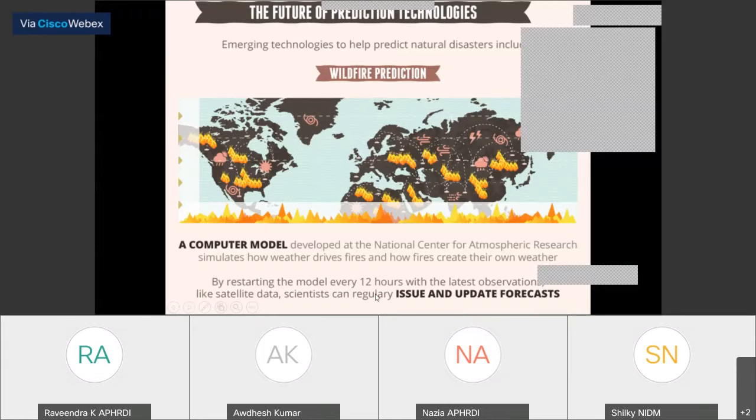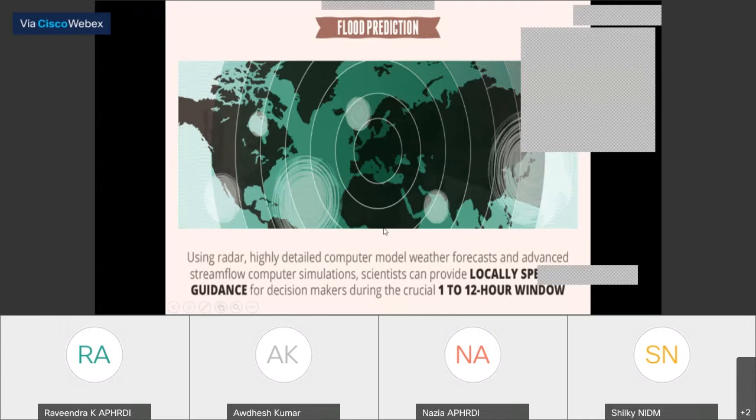This can auto-generate a 12-hour warning with the help of satellite data, and scientists can regularly issue and update the forecast with this fire prediction computer model. Then flood protection: in a country like India, where flood is a prominent disaster, such a system is very important.